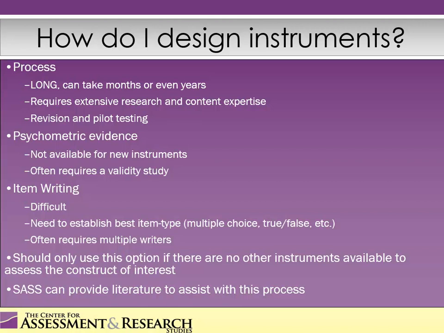When designing instruments, it's important to understand the potential length of the process prior to taking it on. Instrument development requires an extensive literature review on your construct of interest, mapping items to each aspect of the construct, training item writers, and revising items based on psychometric information, such as item difficulty and discrimination parameters. In addition, psychometric evidence does not exist for new instruments, so you may need to conduct multiple validity studies to justify your intended interpretation of test scores. You should only design your own instrument if there are no other existing measures that can assess the construct in which you're interested. If you choose this route, SAS can provide literature to assist you in this process.